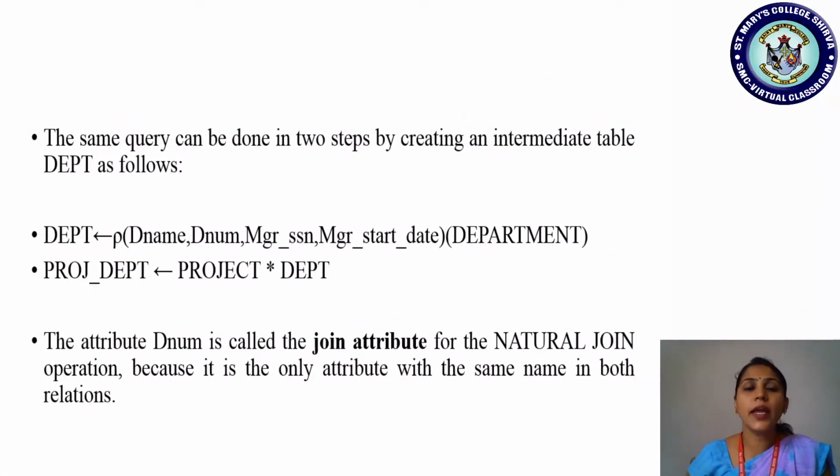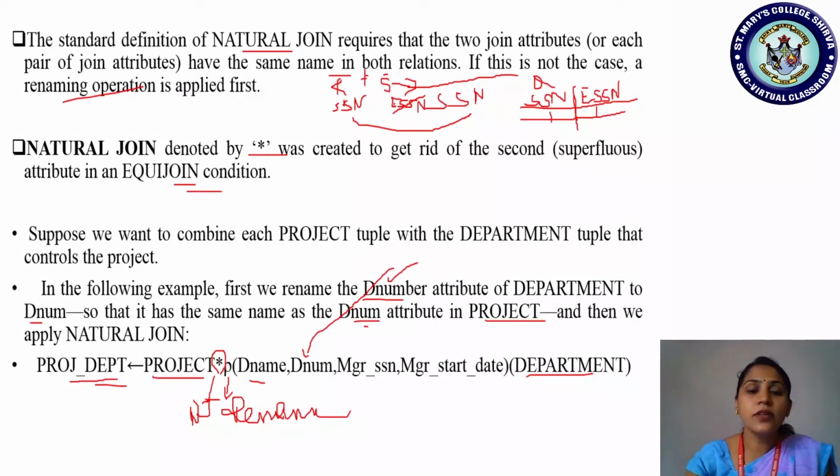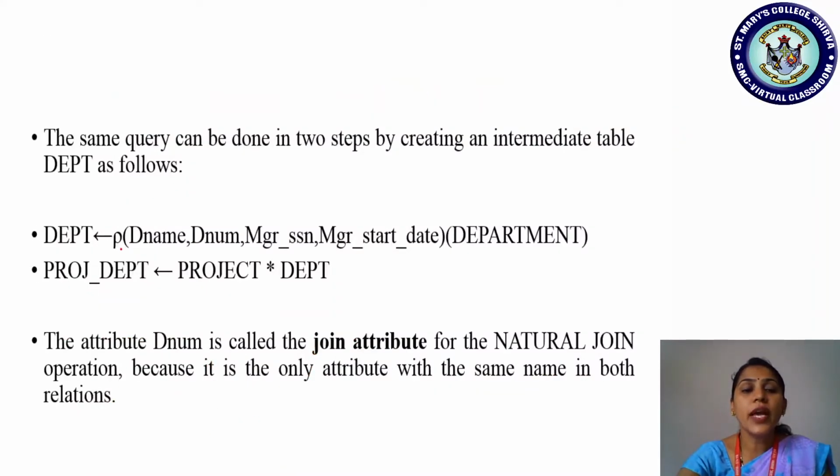The same query can be done in two steps by creating an intermediate table department as follows. So just now we observed this particular statement about the natural join. This we can apply in two steps. Which are those? First, we can apply renaming. Here, first renaming can be done. Rename which one? Department name, department number, manager SSN, manager start date.